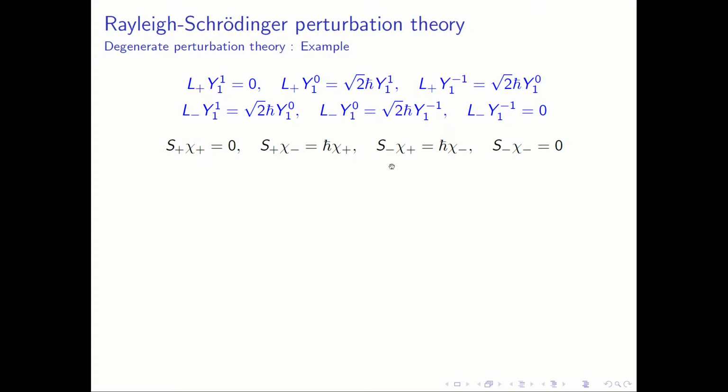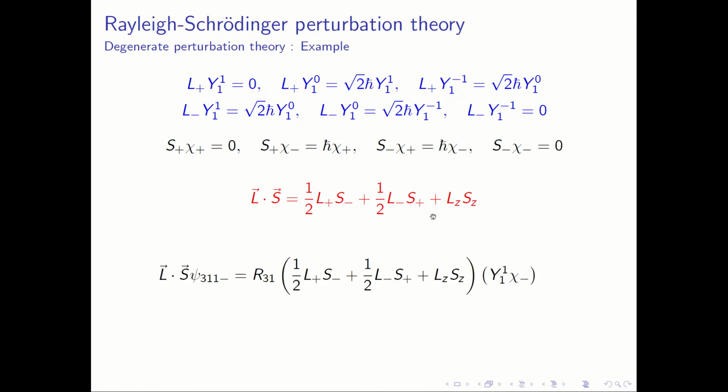And similarly you have S minus chi plus equals ħ chi minus, S minus chi minus is 0. Now why do we need these results? Because we can easily write down L·S in this form. This is pretty straightforward to do and we have already done this before. That L·S can be written down as half L plus S minus plus half L minus S plus plus LZ SZ.